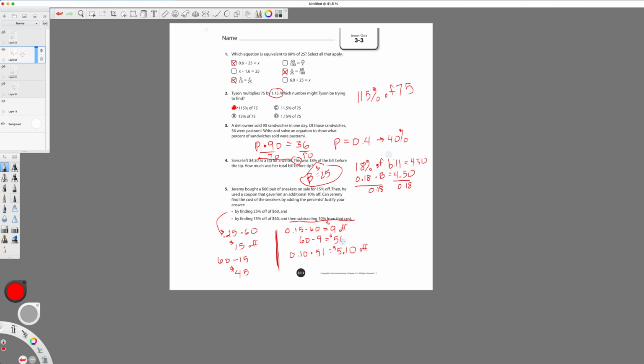So now I have to take $51 and take away $5.10. So 51 minus $5.10, and I get $45.90. Since these are not the same, then you can't do it either way. So you can't put the 25 or the 15 and the 10 together the way they've set it.